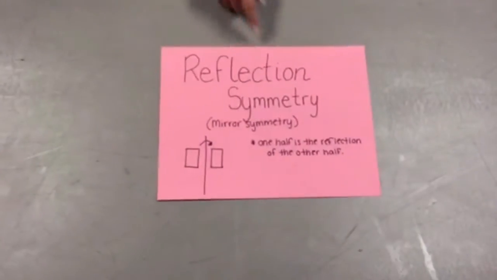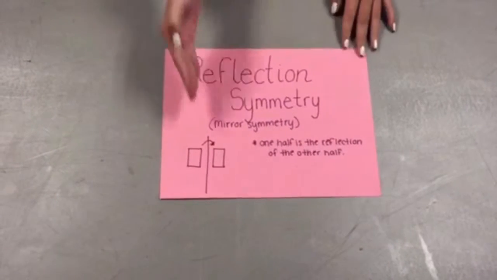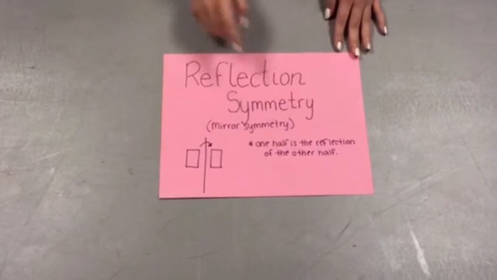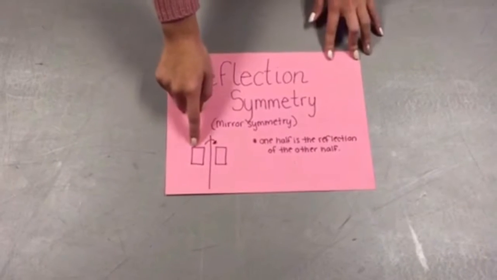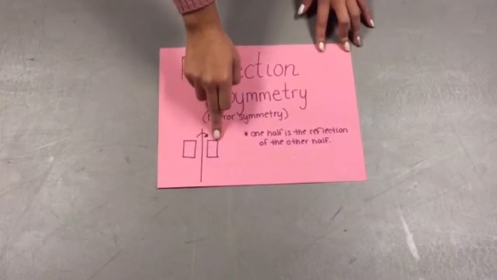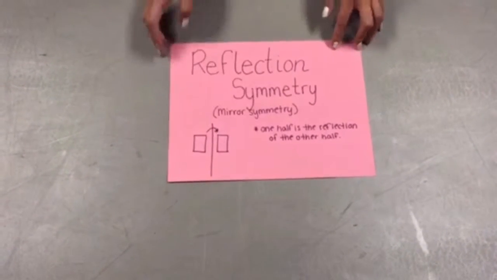So you have reflectional symmetry. This is when it mirrors each other. One half is the reflection of the other half. Here's an example. If you were to reflect this over a mirror, it would be the exact same on the other side.